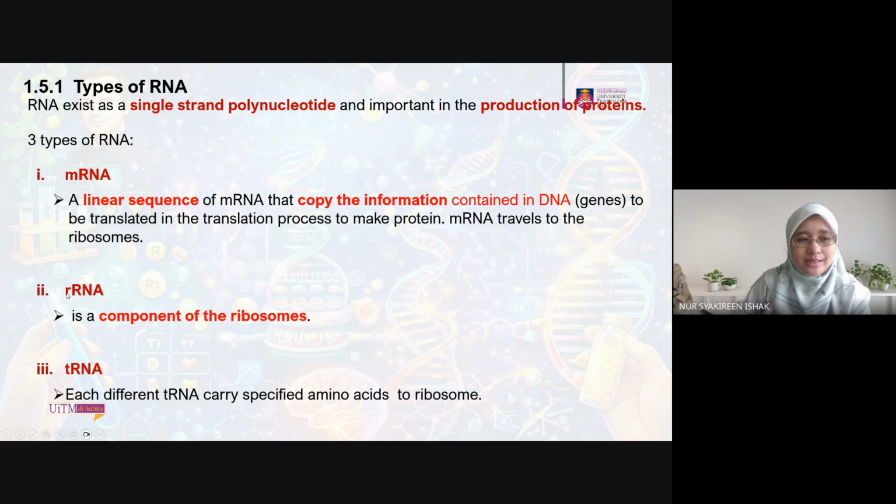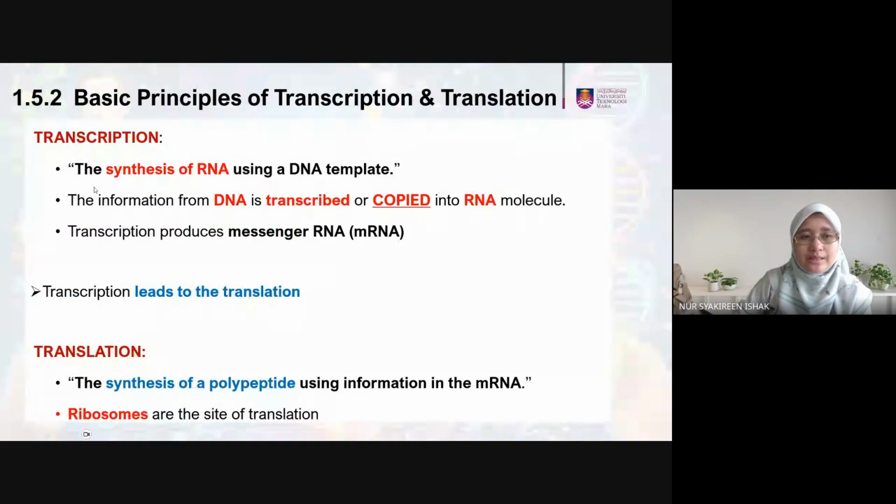And then the next type of RNA is rRNA, ribosomal RNA. Okay, it is a component of the ribosomes. And then the third one is tRNA, transfer RNA. Each different tRNA carries specific amino acids to the ribosome. We have 20 different types of amino acids. So therefore, we have different types of tRNA that carry different amino acids according to the codon, according to the information in the mRNA. Okay, so the definition of transcription.